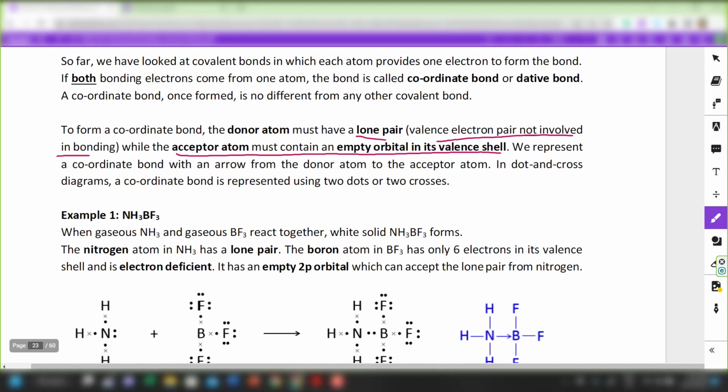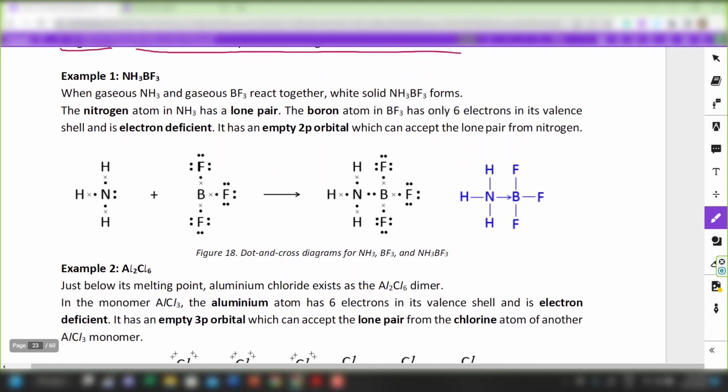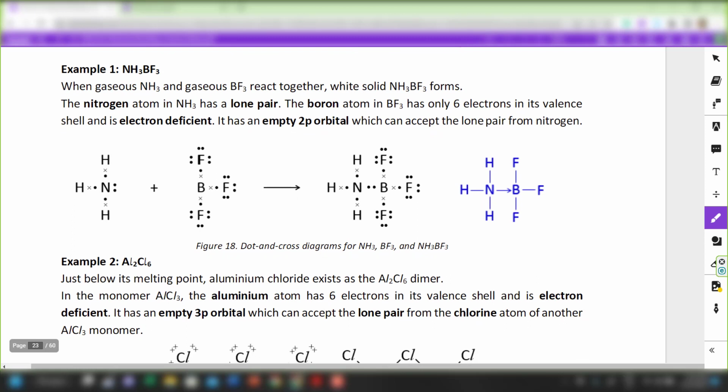Okay, dot and cross diagram. How do we represent coordinate bonds? We just represent it with either dots and crosses, because it comes from a lone pair. Okay, so in the case of NH3BF3, the lone pair actually comes from nitrogen. So nitrogen is what we call a Lewis basic center because it donates a lone pair of electrons to the boron center, which is otherwise known as the Lewis acidic center. Yeah, so we say that nitrogen is electron rich. Okay, and the boron center is electron deficient.